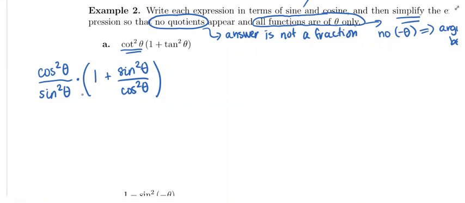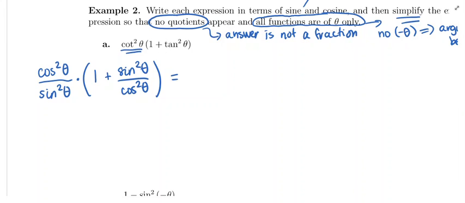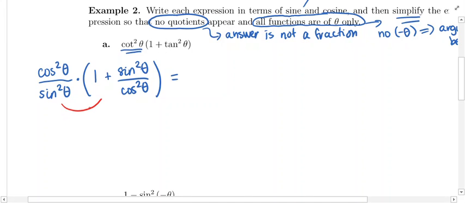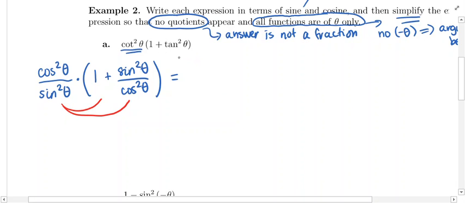We just need to simplify so that we get rid of the fractions. Okay, my first instinct here is to distribute. I'm going to multiply the cosine squared theta over sine squared theta through the parentheses. So this is going to give me cosine squared theta over sine squared theta times 1. That's going to be cosine squared theta over sine squared theta.